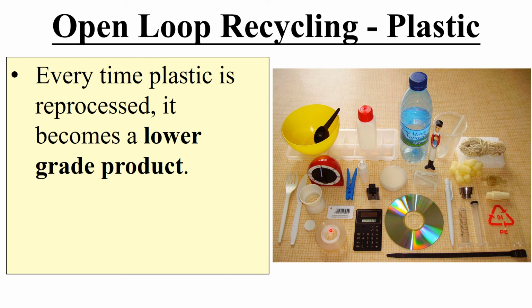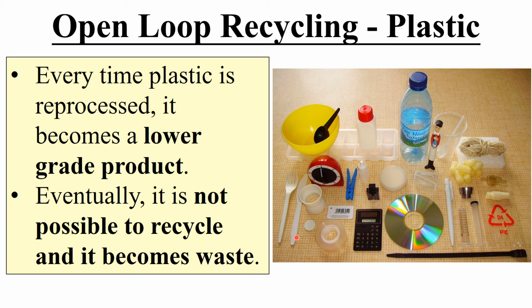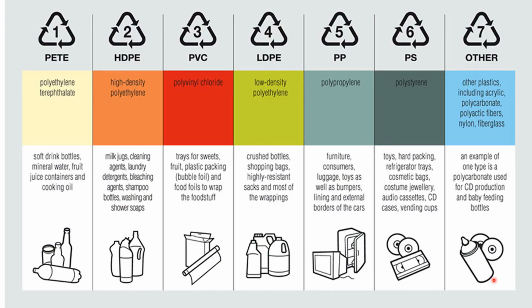So here are various different plastics, and every time plastic is reprocessed, it becomes a lower grade product. Eventually it gets to the point where some plastics can't be recycled and will become waste. If you look at plastic products, they'll usually have a number that tells you which particular type of plastic it is. So there's your 1 to 7 different types of plastic which can be used, and some are of higher quality than others.